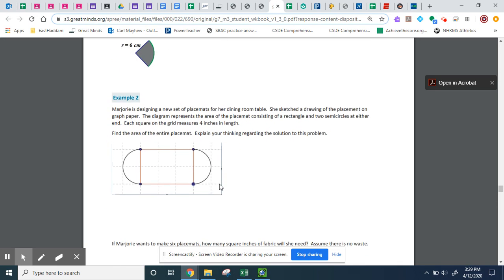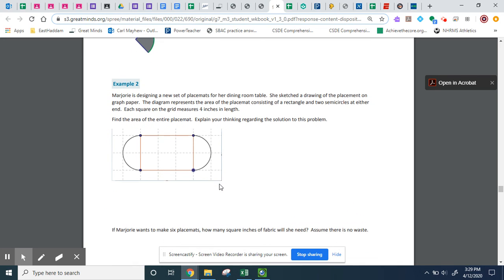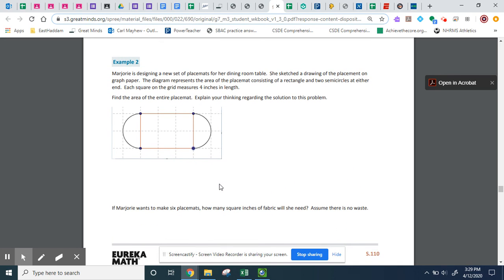So we're going to do one more example together. And that's this example here. That's the one that I drew a picture for that I want you to start thinking about. Marjorie is designing a new set of placemats for her dining room table. She sketched a drawing of the placemat on her graph paper. The diagram represents the area of this placemat, consisting of a rectangle and 2 semicircles at either end.